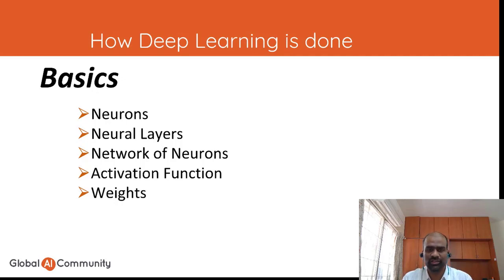I'll just move forward. Okay, so we have to know these things in case of deep learning: neurons, neural layers, networks of neurons, activation functions, and weights. These sound very complicated, but it's not complicated at all. Actually, we already know it. That is how it works. So it's a pretty interesting topic. I like it a lot.